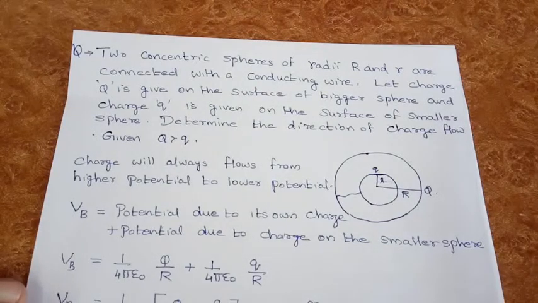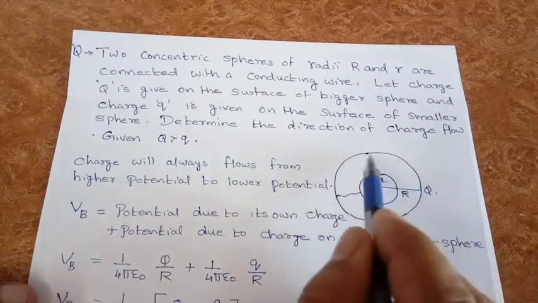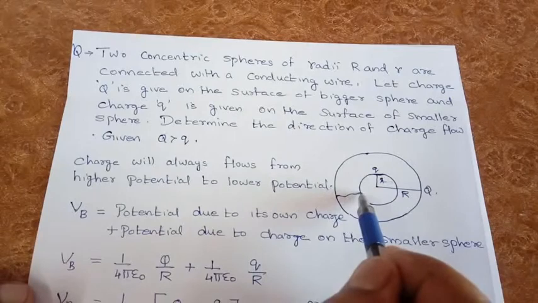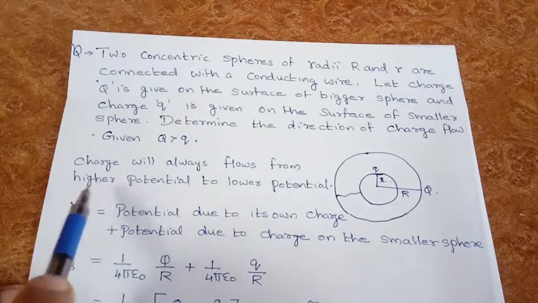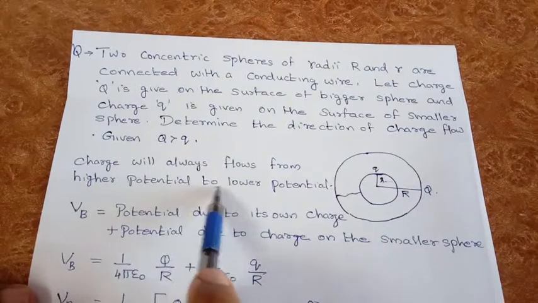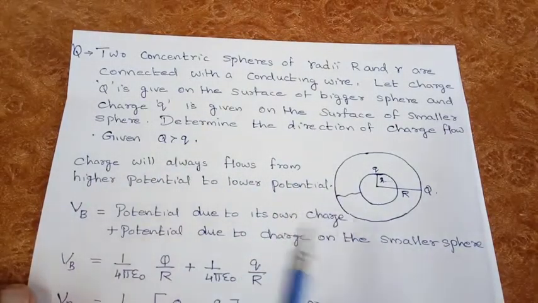So automatically common sense may tell us that the charge of the bigger conductor is more, therefore charge will flow from bigger conductor to smaller conductor. Now let us analyze this. The electrostatics of charge flow we already studied. The charge will always flow from higher potential region to lower potential region. All the charges are supposed to be positive.